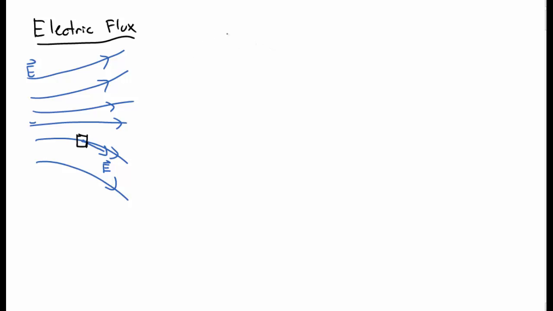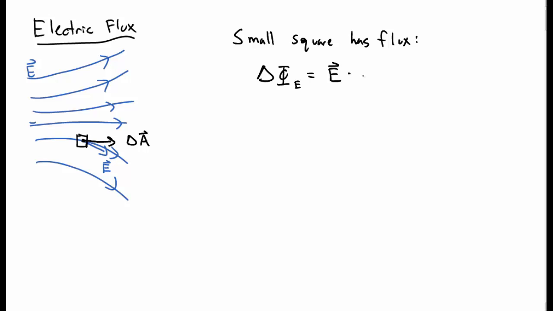So now let's talk about electric flux. Consider this small square in the region where there's an electric field. This small square has an area vector, call it delta A, pointing in that direction, and it has a flux through it. What we mean by flux is that it has some flux phi sub E, which is E dot delta A. Well, this small little square could be part of a larger surface.